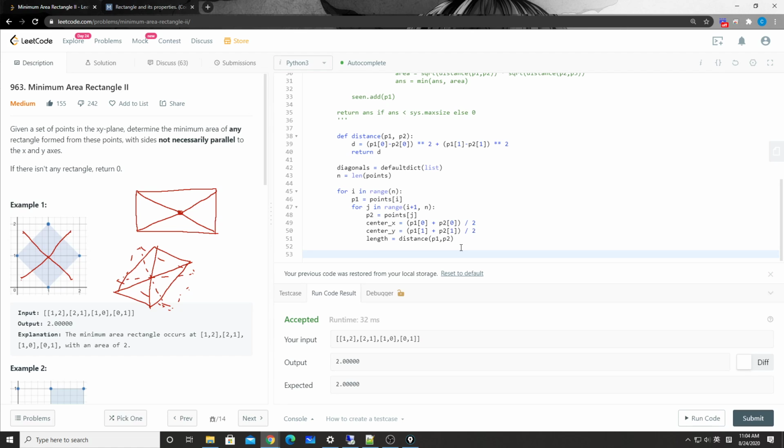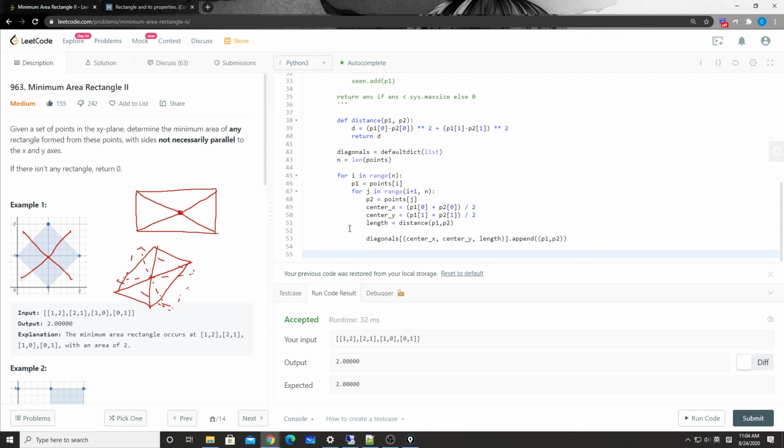Now we have diagonals. Okay, so now we have all the keys we need. The first one is the center x, and y, and then the length. Okay, that's the three keys. And then we do an append, right? Append to what? P1 and P2. So that's how we maintain the hash set of the diagonals.